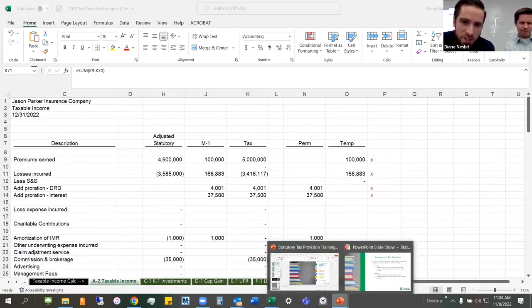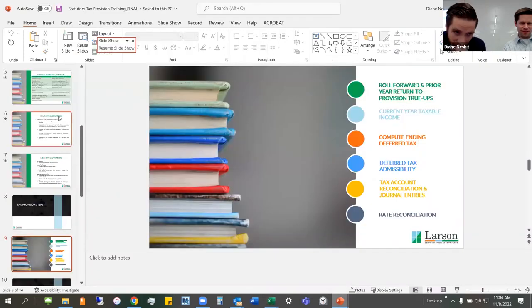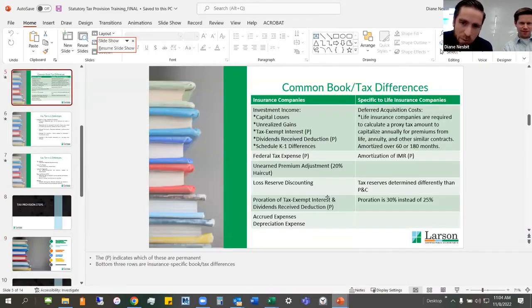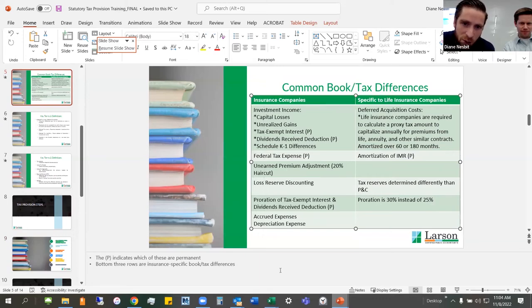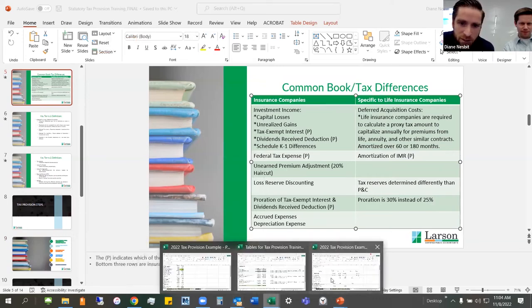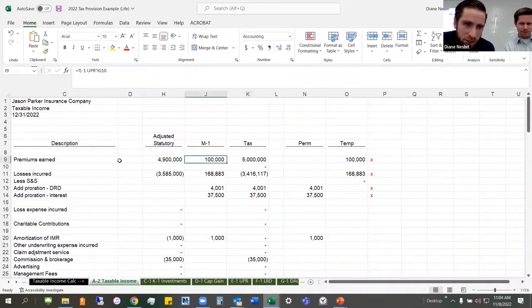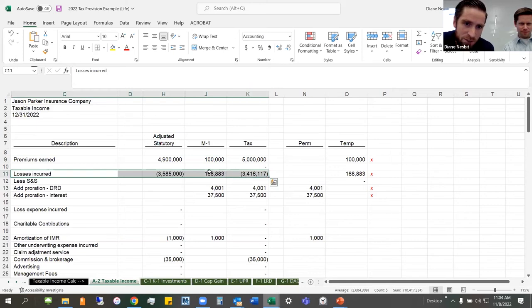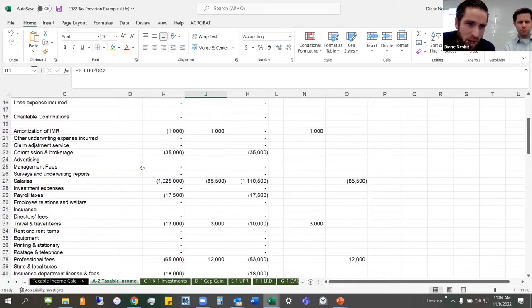Back to what Jason showed earlier in the slides, your common book tax differences. I think we actually included all of these items somewhere in here, but if we were just to run it through at a very high level, your premiums have a 20% haircut for tax, and your loss reserves for tax purposes get discounted. And so there's always a difference between your loss expense.